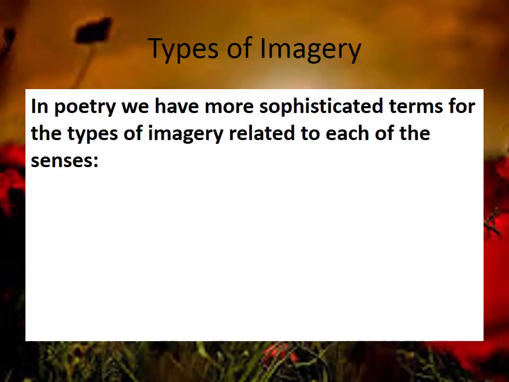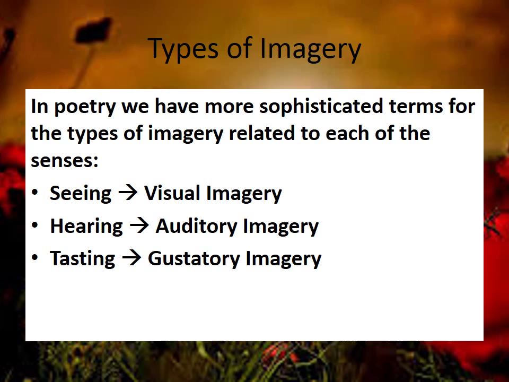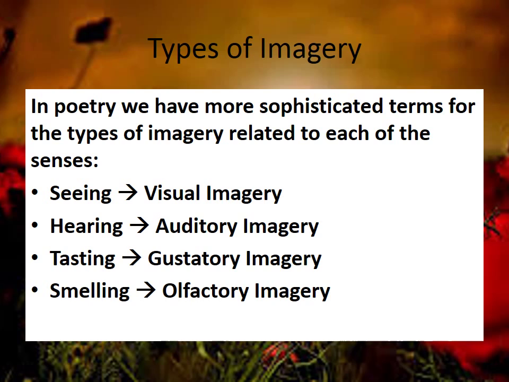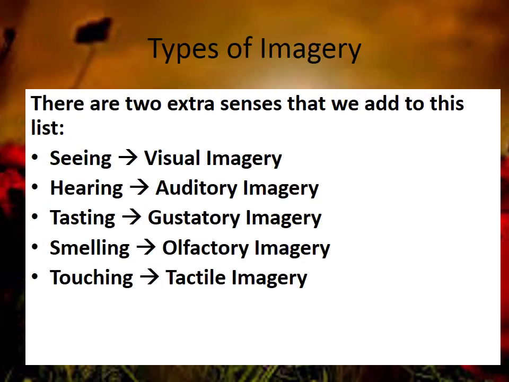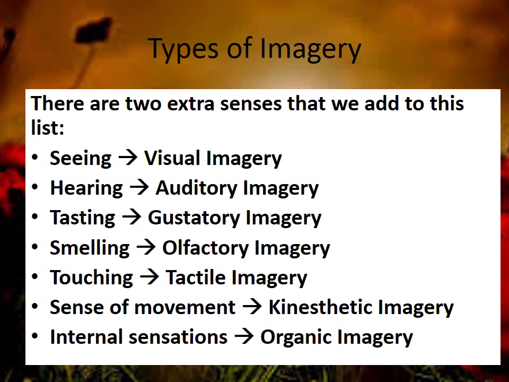Now we use more sophisticated terms when we apply them to poetry. So seeing is visual imagery, hearing is auditory imagery, tasting is gustatory imagery, has to do with something biological, I'm told. Smelling is olfactory imagery. Touching, tactile imagery. And then there are two more that we add when we talk about poetry. There's also the sense of movement, which is kinesthetic imagery. And there's the internal sensation. Anything that has to do with internal organs would be organic imagery, like the lungs or the heart or the blood rushing through the veins.